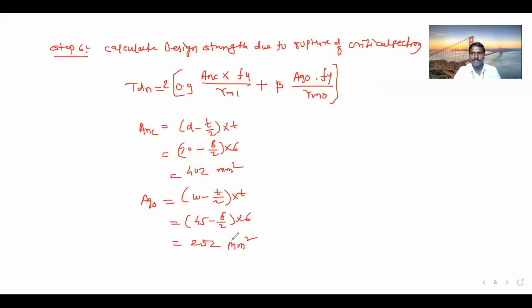That will be the area. Why 8? Our section is 70 by 45 by 6. So 70 is depth, 45 is width, and 6 is the thickness. So there is no question of 8. Are you getting? Yes, sir.